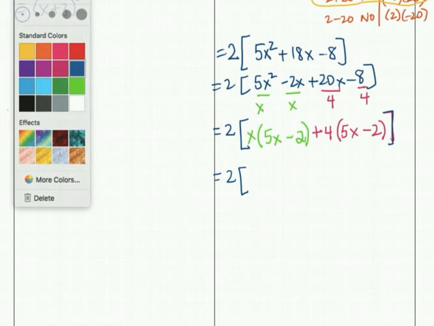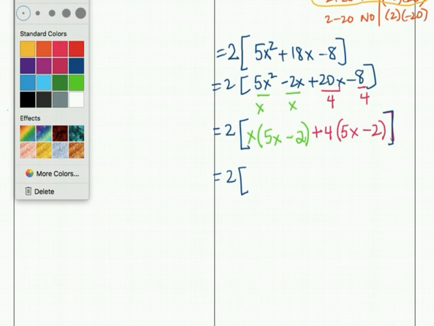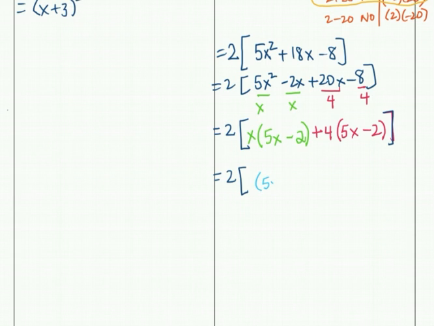All right, so now inside of the square brackets, we are now taking out the common factor of 5x minus 2, okay, and that leaves x plus 4 when we factor that out. Okay, and then now we're done.